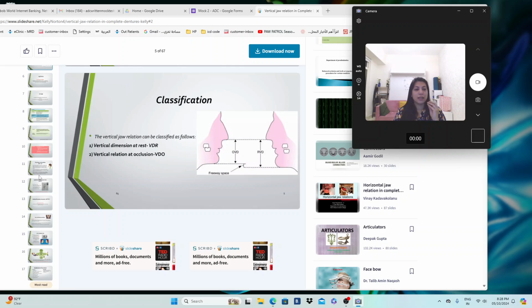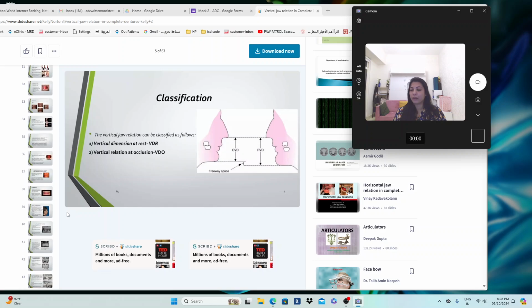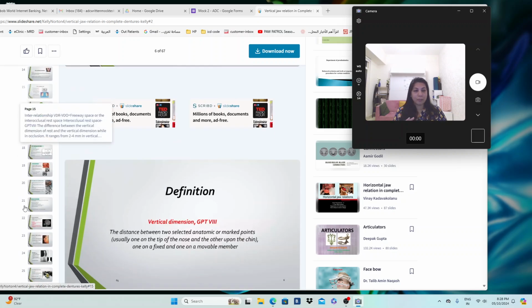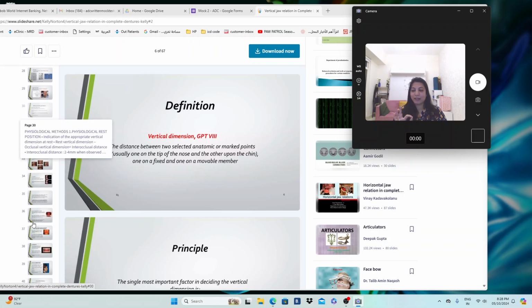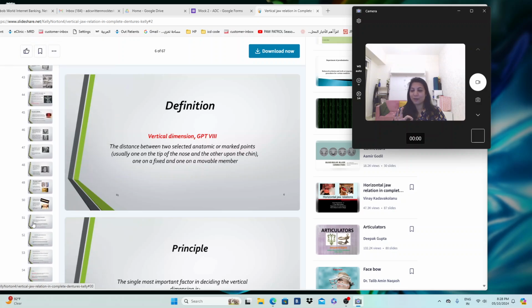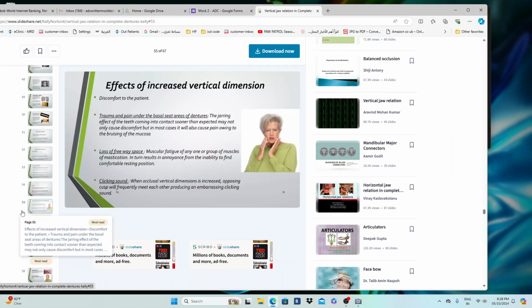and if it is very less, then there will be drooping of the cheeks like this. So I'll show you with pictures. It is not complicated, but if I continue to say VDR and VDO, you will get confused. So I'm trying to simplify it so that you don't get confused.